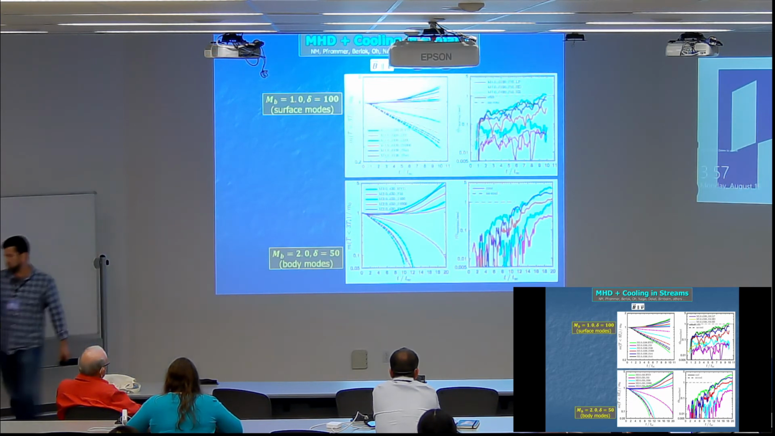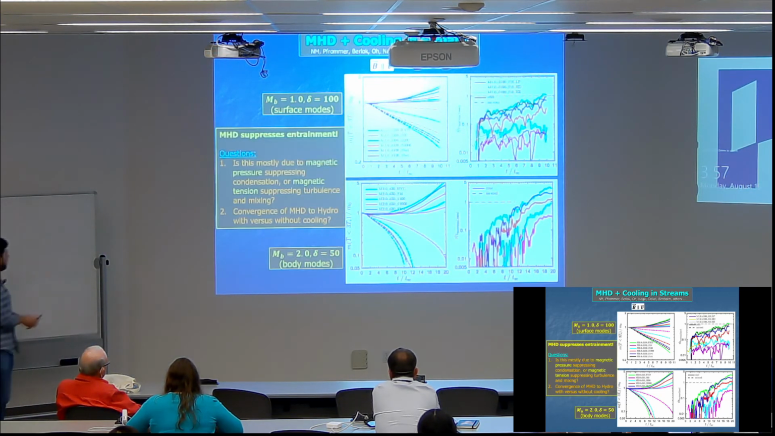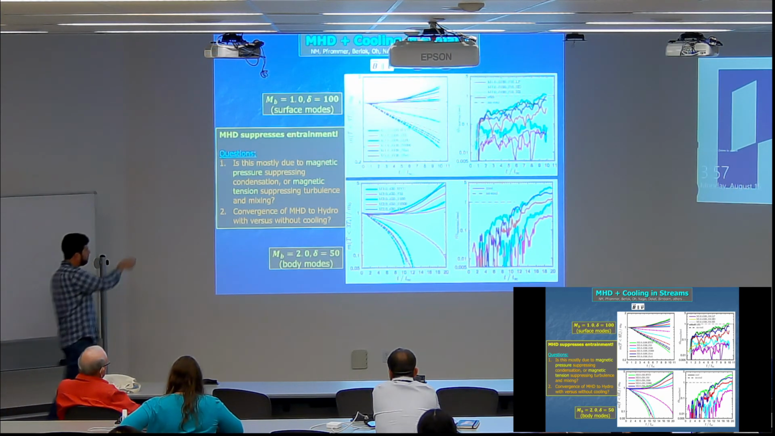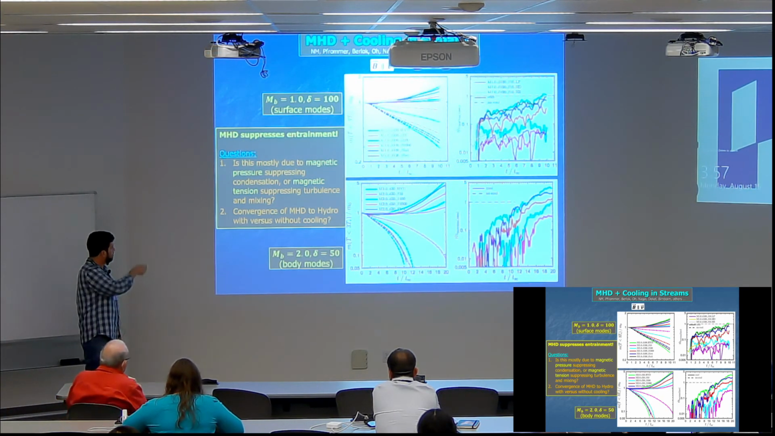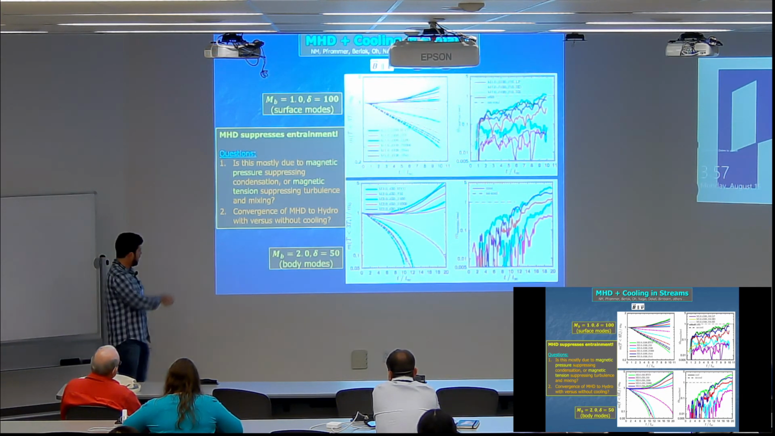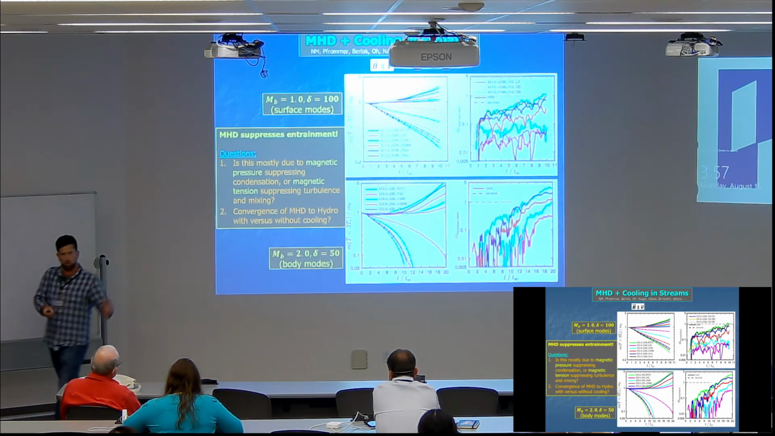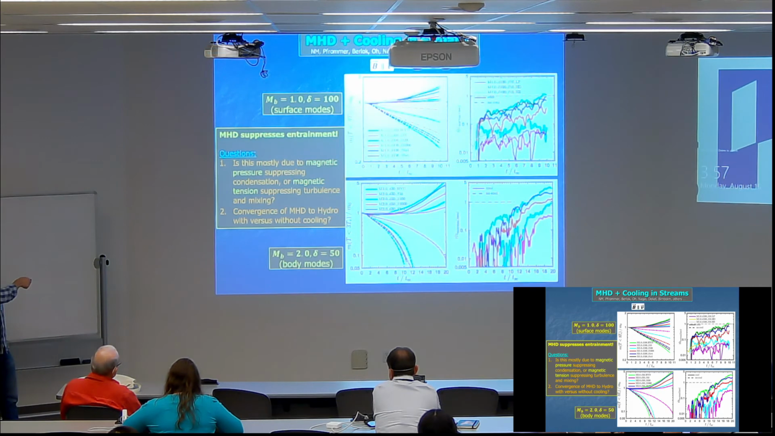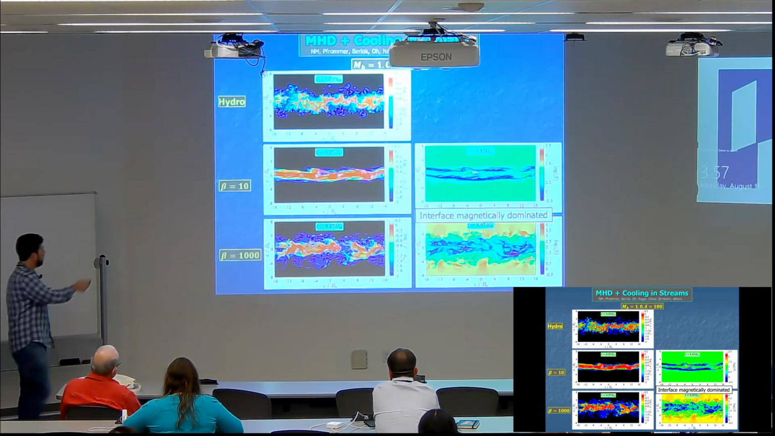Now, the question from here remains, is this suppression of entrainment mostly due to magnetic pressure suppressing condensation, or is this mostly due to magnetic tension suppressing the turbulence and the mixing? And is the convergence of MHD to hydro the same with or without cooling? So in the last 1 or 2 minutes, I just want to briefly address this first question without going into the details of the second one.